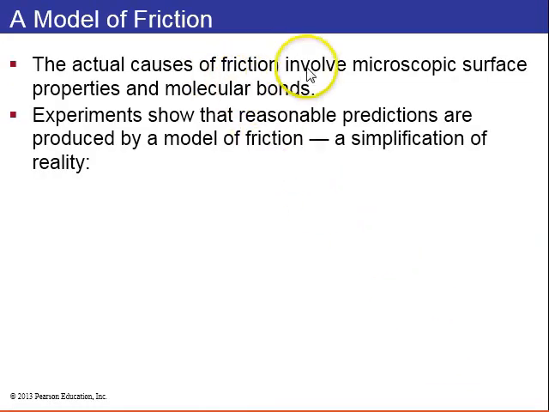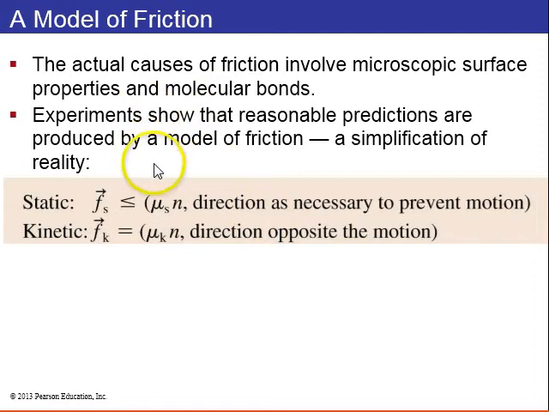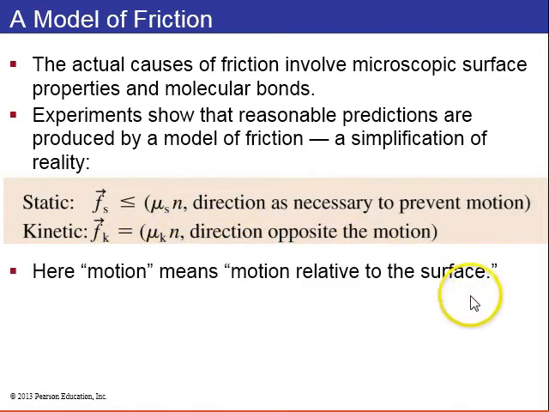So the actual causes of friction really are kind of complicated. It involves all the microscopic surface properties, but in this chapter we're using a model of friction, and it's a simplification of reality. And these are the two equations we learned. The static friction is whatever is necessary to prevent motion up to a maximum of mu sub s times n, and the kinetic friction is equal to mu sub k times n in the direction opposite the motion.